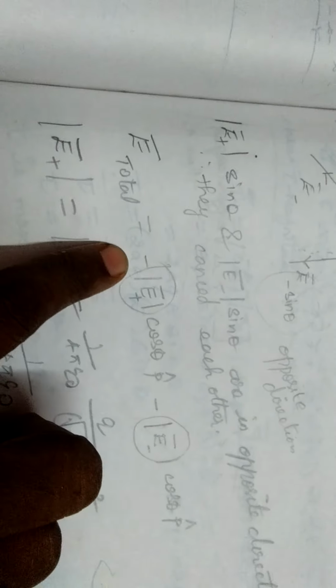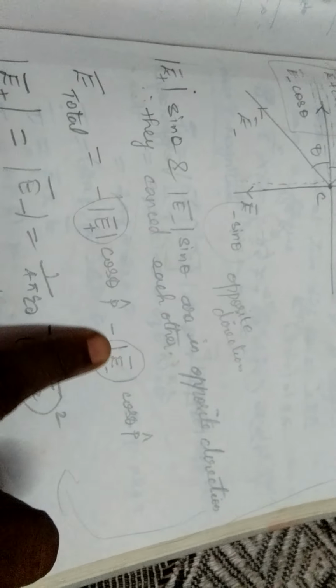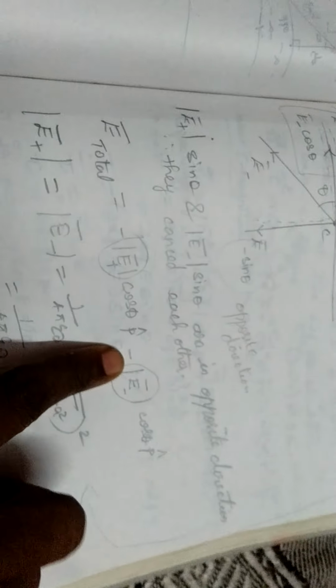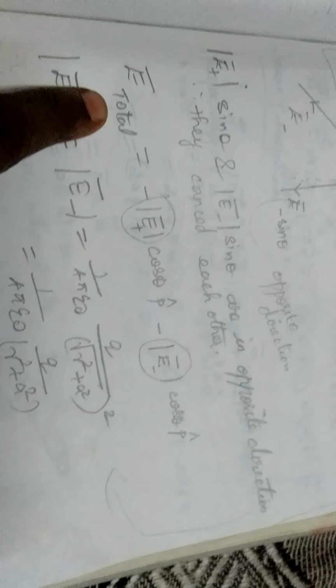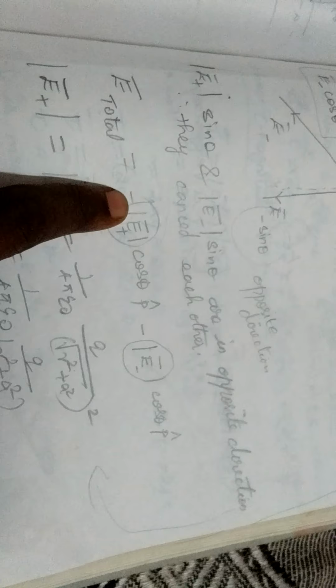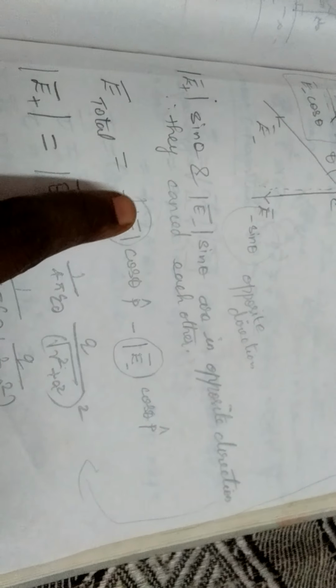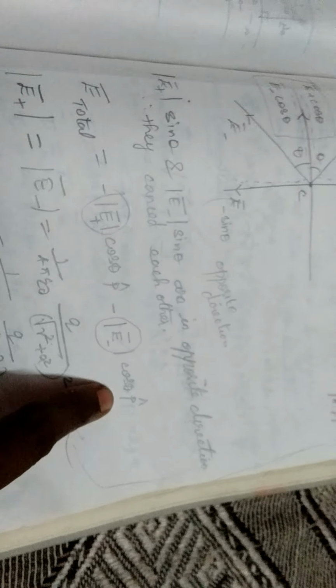But the dipole has negative charges only. So now you see the dipole is a negative charge, so I am taking the minus here, and that is also minus here. So the total electrical field is minus the magnitude of the electrical field cos theta P vector, minus the magnitude of the electrical field cos theta P vector.